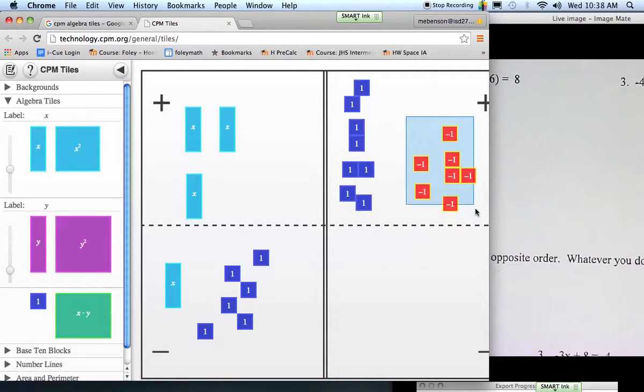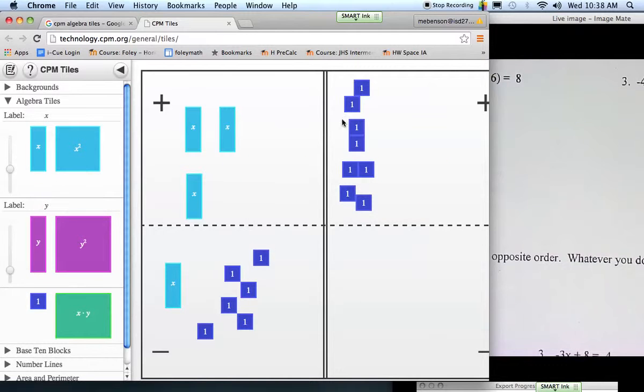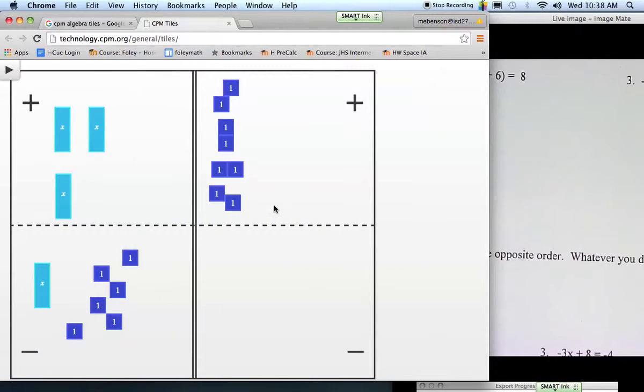So all these things should not be there. Let's get rid of those. And so we have plus 8.